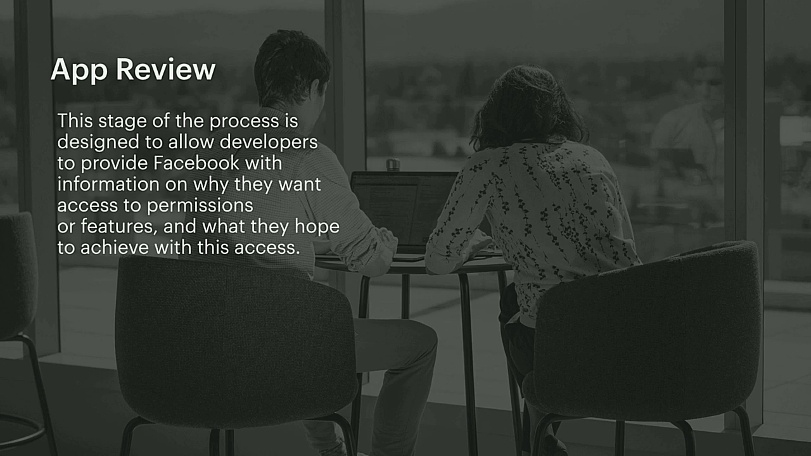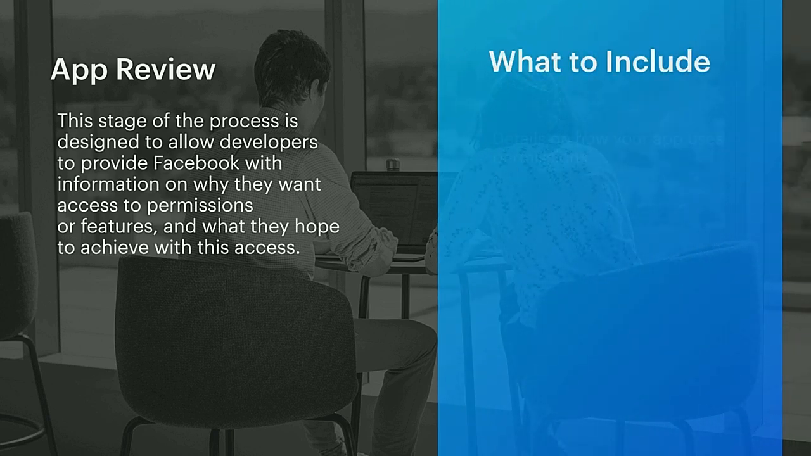Let's break down the app review process in more detail to ensure you understand what Facebook requires in order to approve a permission request. First, we need information on how you hope to use a permission in order to help us evaluate whether your request is valid. For example, if you hope to access the Pages messaging permission, this is where we give you the chance to supply our reviewers with example commands that we can use to test your Messenger experience.